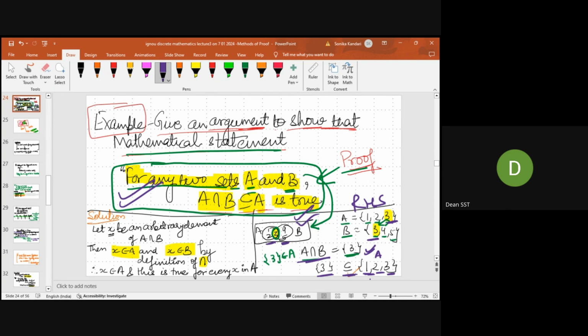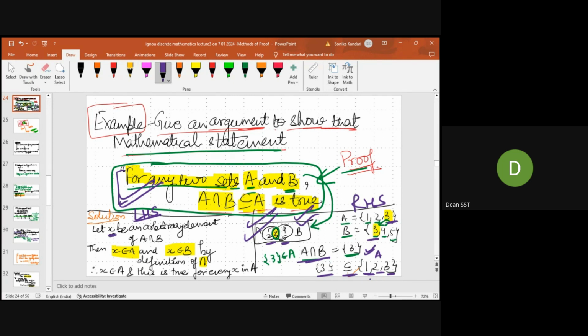Have you understood this, class? Yes, ma'am. Okay, then now there is another way. Look at the left hand side. Another form. This is the easiest form. There is one more form in which we can prove this statement as true.